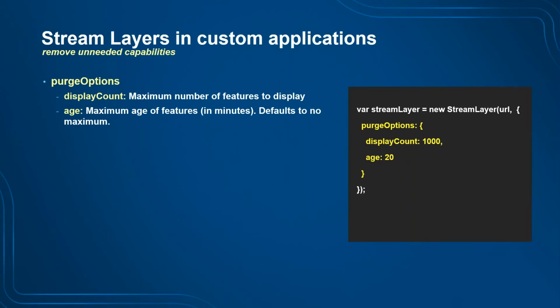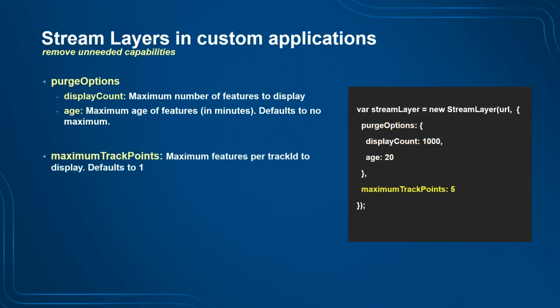But the purge options allow you to control the display of features on the map and the lifetime. And you can purge features based on the number of features by setting a maximum threshold of features to display on the map, as well as the age. Features that are older than the purge options age property that you set will be removed from the map. By default, there is no maximum, so they won't ever be removed from the map unless you clear them by some other means.